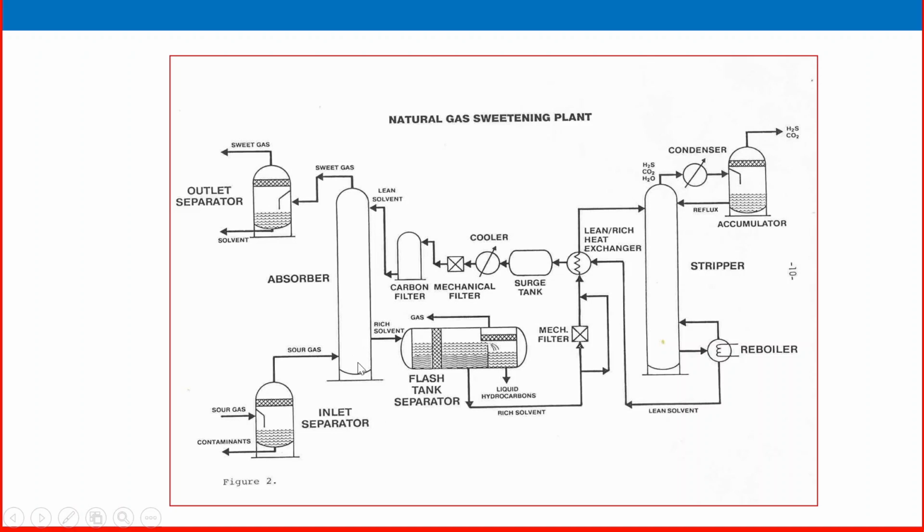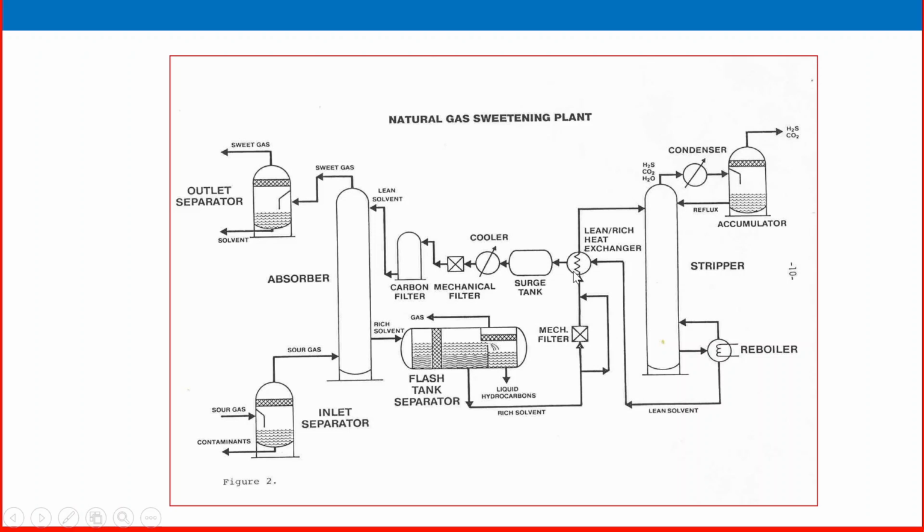So once rich solvent is collected here, that rich solvent goes to a flash tank separator. In that one, any gas carried with the amine we can separate here, plus any liquid hydrocarbons inside. Any liquid hydrocarbon condensed with or dissolved in this amine system, that also we can collect. So it is like a three-phase separator, and rich liquid amine is collecting here, and it will go through a mechanical filter if it is required, or we can bypass it.